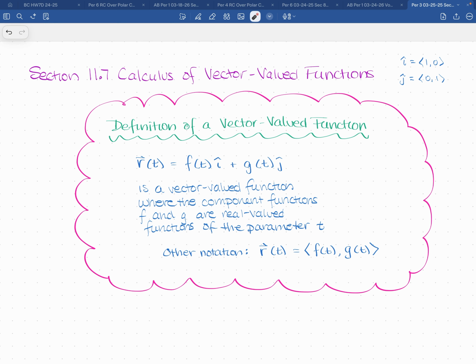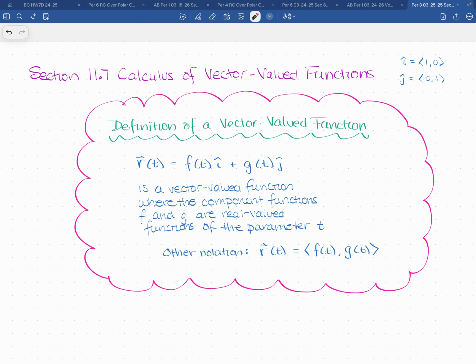A vector valued function is this right here. It's written like that. What does that mean? Well, f and g are real functions, and they're coefficients of i and j. So remember last class we looked at coefficients of i and j as constants, and then you have a vector. Well, now we have a vector valued function. We can also write it like this, just like we could before, where we just put the horizontal and vertical components inside these angle brackets. But there's other notations too.